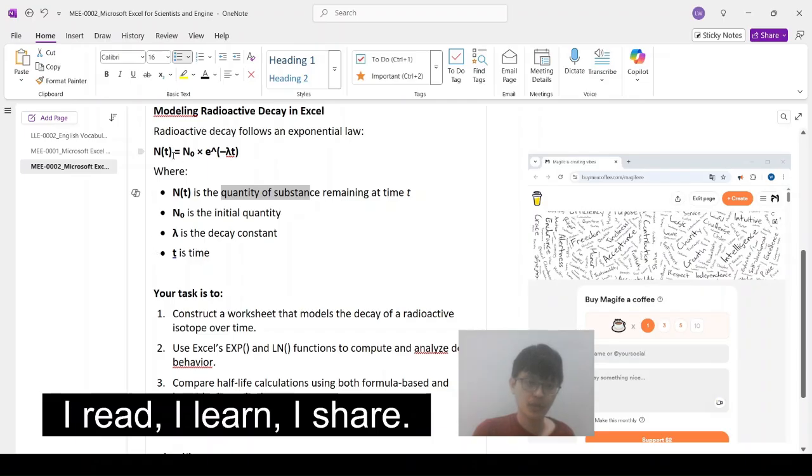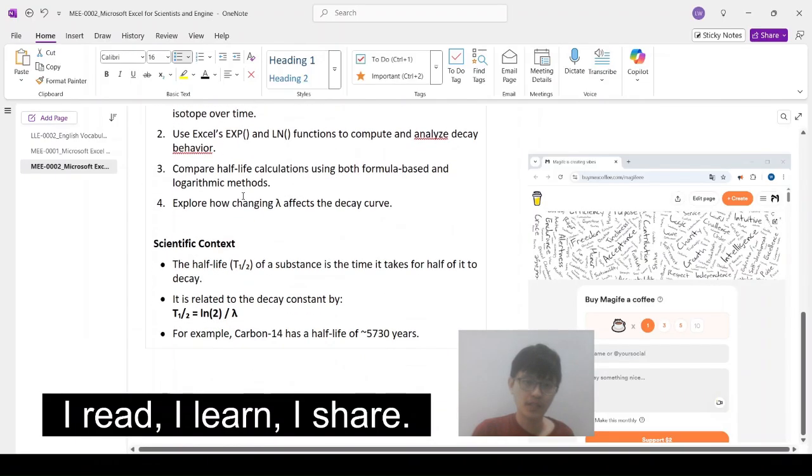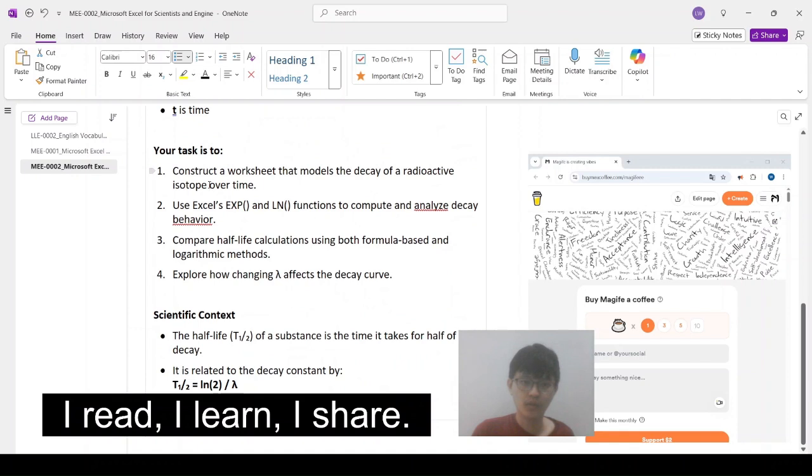So the overall equation is N(t) equal to N0 multiplied by exponential of minus lambda t. So the task is to construct a worksheet that models the decay of a radioactive isotope over time, and then use some Excel functions, exponential and the ln function.